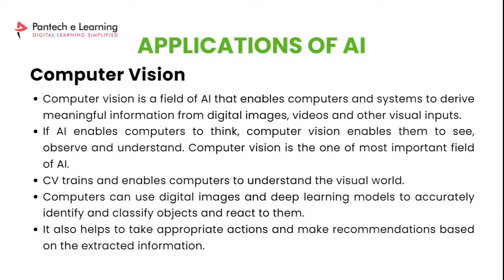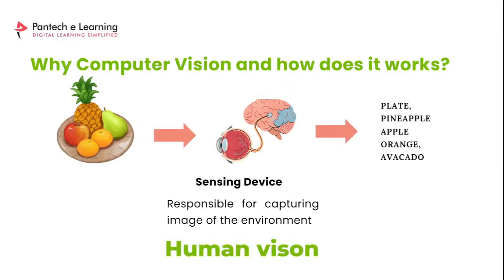Computers can use digital images and deep learning models to accurately identify and classify objects and react to them. It also helps to take appropriate actions and make recommendations based on the extracted information. So computers can behave and think like the human brain. Now, why computer vision and how does it actually work? It has a lot of industry importance in safety, productivity and accuracy. The future of AI depends on computer vision on one hand and NLP on the other hand. That's how important it is. Now let's see how it actually works.